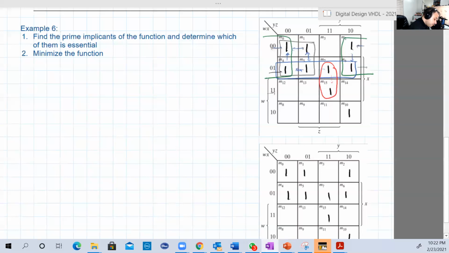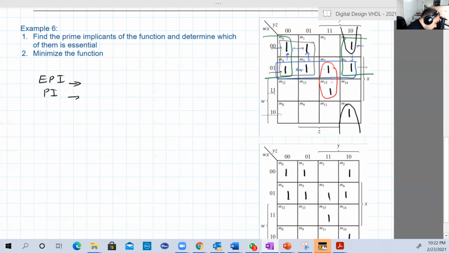Then we go to the final row. We have again 1. This guy can only form another group with the one on the top, and that's it. Now we have a gray prime implicant, a green prime implicant, blue, red, and black, 5 of them. So, essential prime implicants and normal prime implicants.